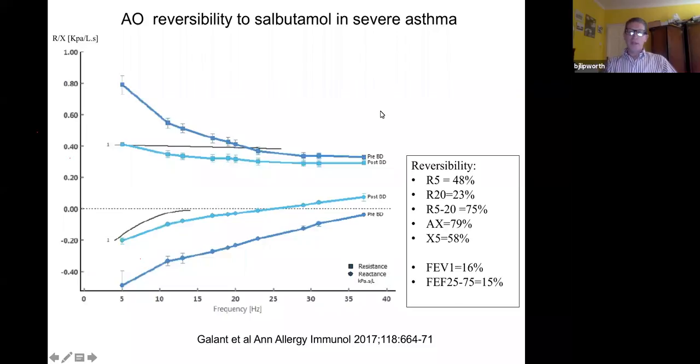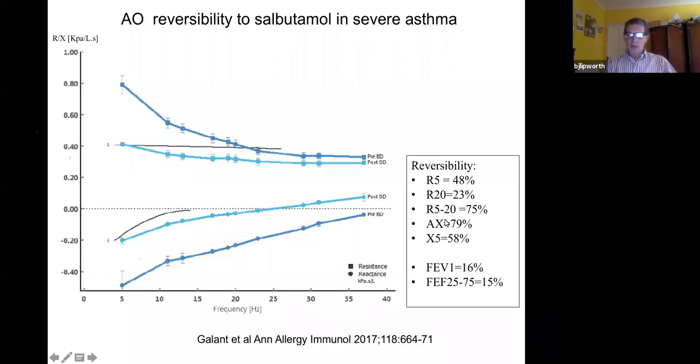Okay, the reversibility. Well, if you look at the reversibility of the resistance at 5 hertz, pre and post, there was a 48% difference. There was a 23% difference in the resistance at 20 hertz, which tells you that there's something going on here because the resistance between 5 and 20 hertz, the peripheral airway resistance, was a 75% change. So you can say that small airway resistance is important in asthma, at least in severe asthma. If you look at reactance, there was a 58% reversibility in small airways capacitance and a 79% change in terms of the area under the curve.